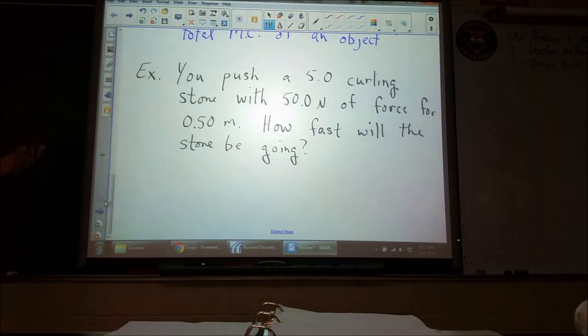Okay, so this is a non-conservative force. We're adding some energy to it. How do we figure out how much work is being done on the stone?